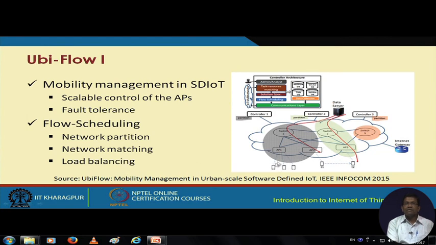Load balancing is going to take care of issues such as one partition getting too loaded while the other partition is underloaded and so on. So, this is what the load balancing is going to do.